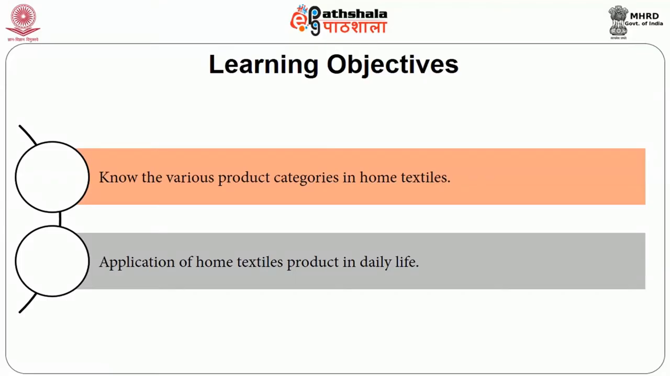Fiberfill, pillows and mattresses together constitute over 50% of technical textile usage under the home tech segment, followed by blinds with a share of around 20%, stuffed toys with a share of 13% and carpet backing cloth with around 9%. Now we shall see the objectives of this segment. At the end of this section, the learner will be able to know the various product categories in home textiles and their application in day-to-day life.